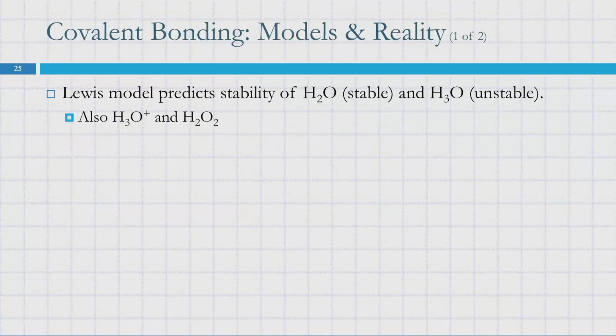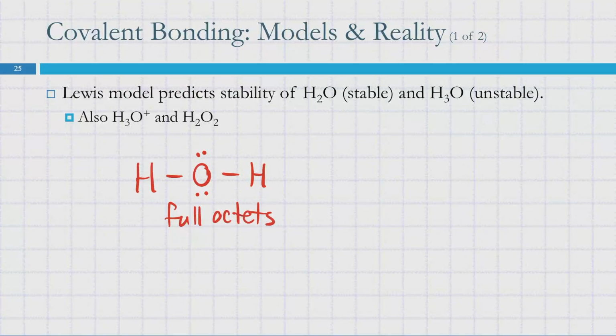So Lewis models can predict the stability of H2O and H3O. Our H2O structure that we saw before: we've got our oxygen in the middle, 2 bonds, 2 lone pairs, oxygen's happy. Hydrogen's got its duet from its 1 bond, it's also happy, and by happy we mean stable.